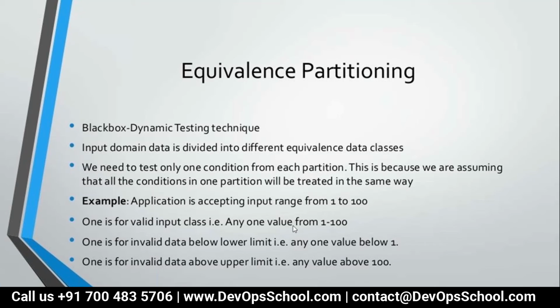In equivalence partitioning, it is taking the value in test data from 1 to 100, any value, 15 also they can take. Here any value below 1, -2, -3, -5, any one value we can take. And any value above 100 means any value we can take, like 105 and all, and one value from 1 to 100, 99, 98, like that. Clear?